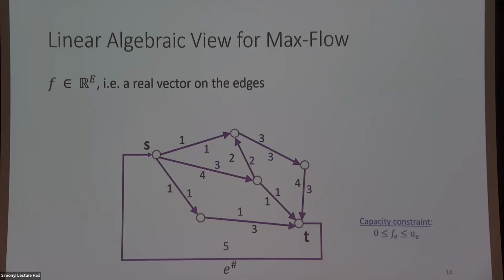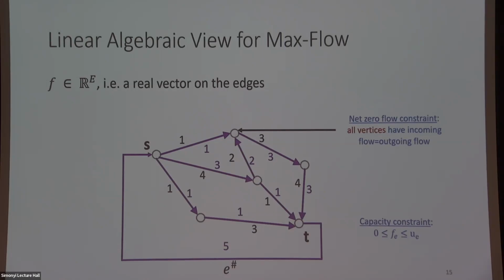Also, if we add an edge between T back to S, and the amount we put on the edge equals the amount of incoming flow to T, then every vertex also satisfies that the total net flow is zero, that the total incoming flow equals the total outgoing flow, including at S and T.